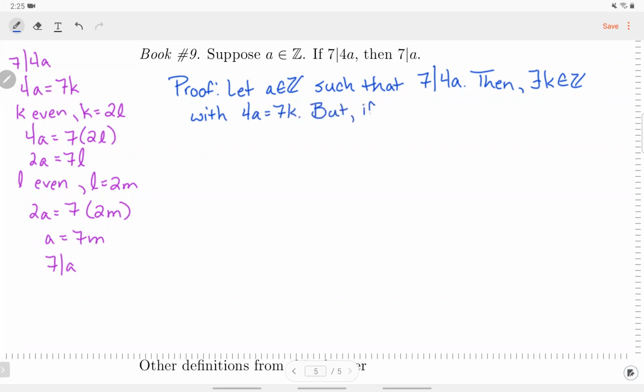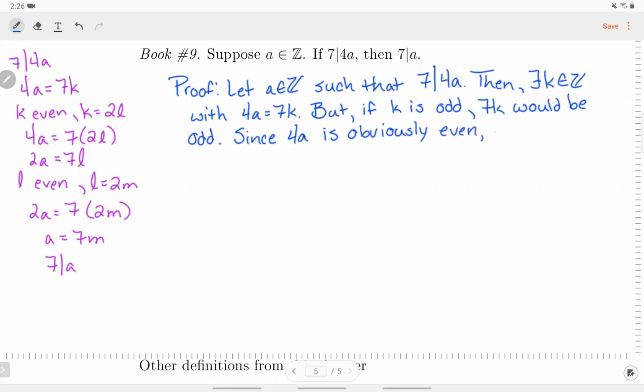But if k is odd, 7k would be odd, since 4a is obviously even. Since 4a is obviously even, k must be even. Thus, there exists L in the integers with k equal to 2L.